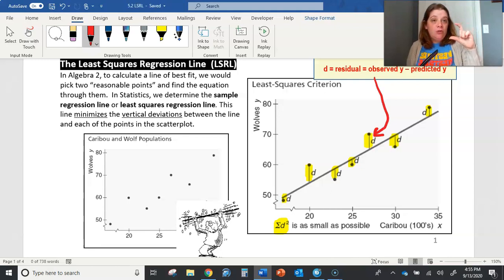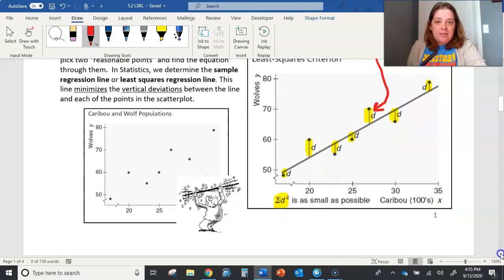And the reason we're interested in y is that's the whole purpose of this: to use the x value that we are manipulating, changing, or observing to try to predict what's going to happen in that y value. So these are my residuals, and I want those to be as small as possible.